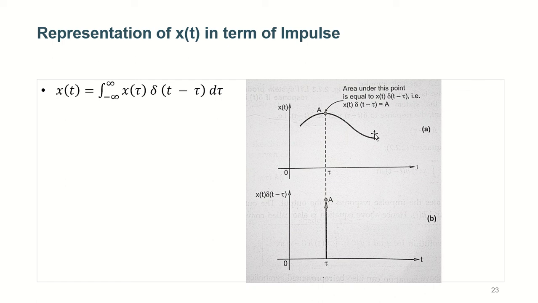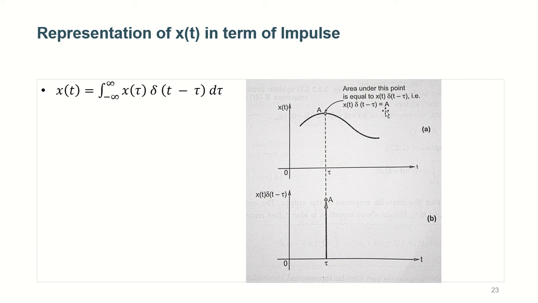Right. Now let's try to integrate all these impulses. When we integrate all these impulses for a given x of t, what will we get? We will get this formula. x of t will be equal to the integral from minus infinity to infinity of x of tau delta t minus tau d tau. Okay. And what is tau? Tau is my continuous variable. Okay. So the area under this point will be equal to x of tau delta t minus tau, right? And it will be equal to A.